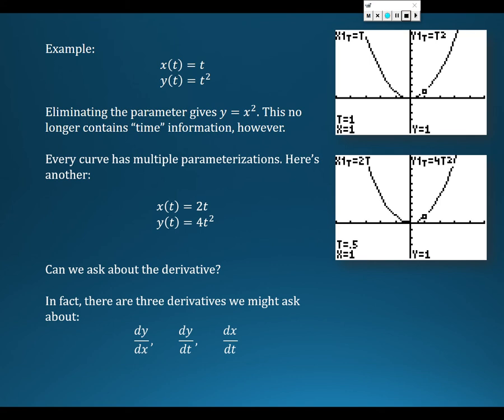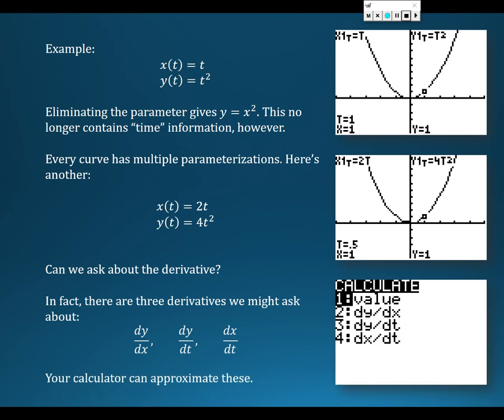What does dy/dt mean, though? If we're thinking about motion, that's the velocity in the y direction at a given time. And dx/dt would be the velocity in the x direction, or the change in x per change in t. So that measures the horizontal change and vertical change. Your calculator, if you go to the calculate menu in parametric mode, has different options than normal. You'll see these values available, including the 3 derivatives we just mentioned.